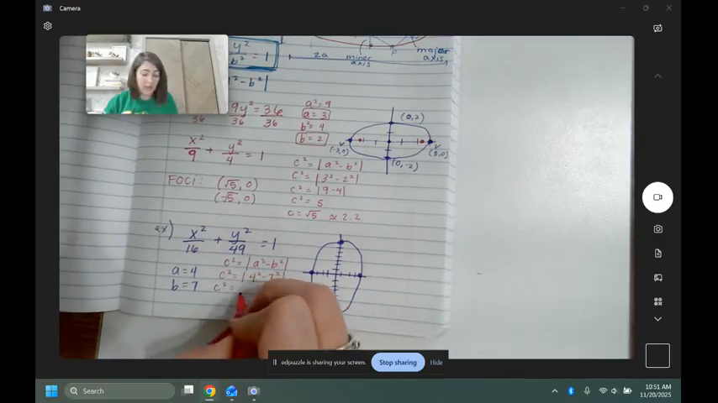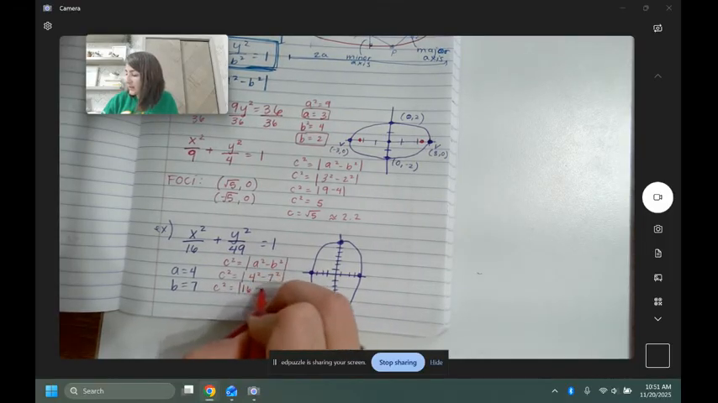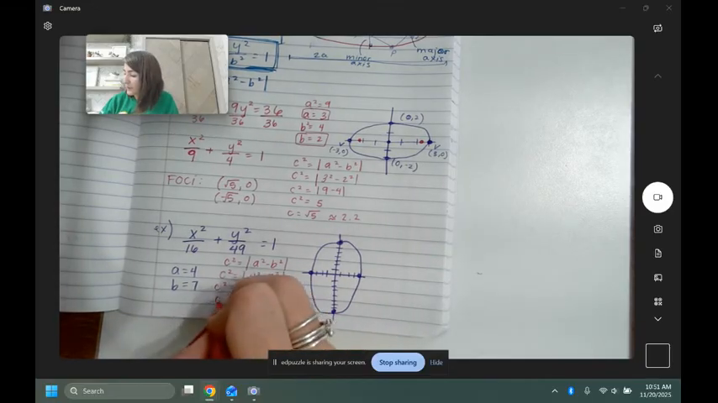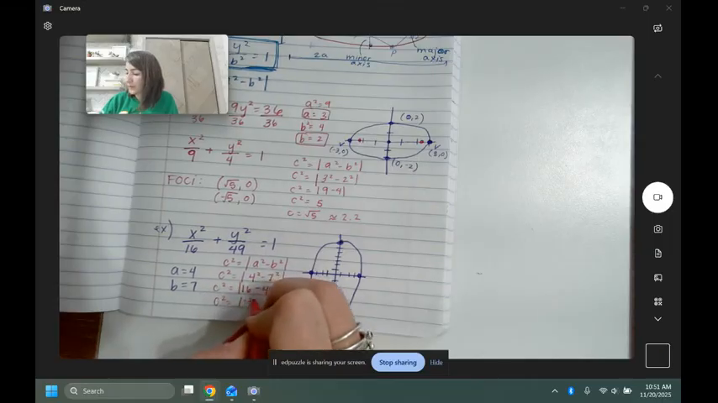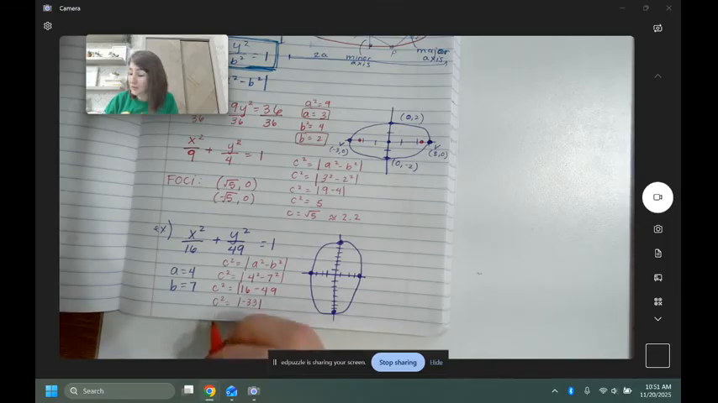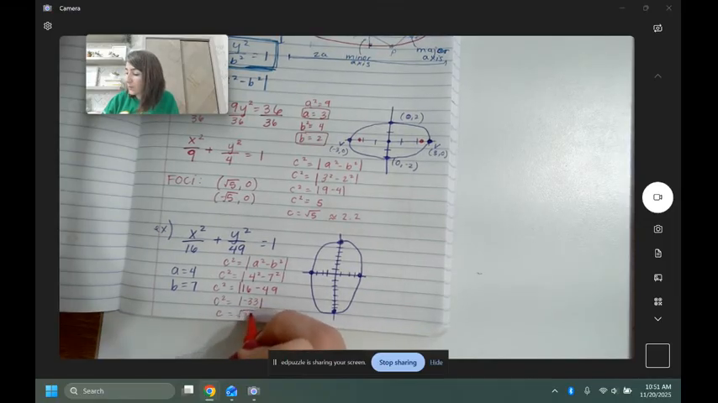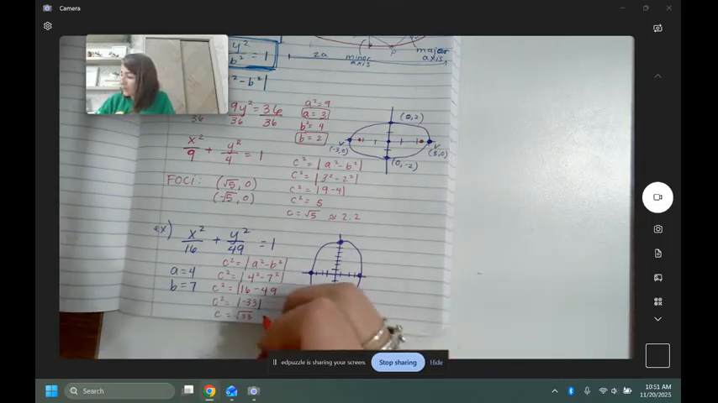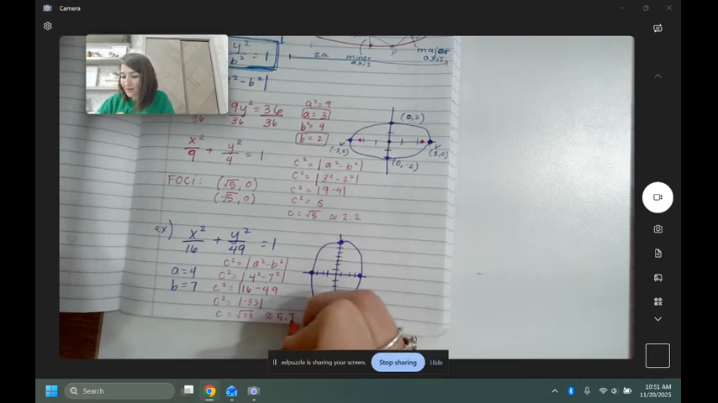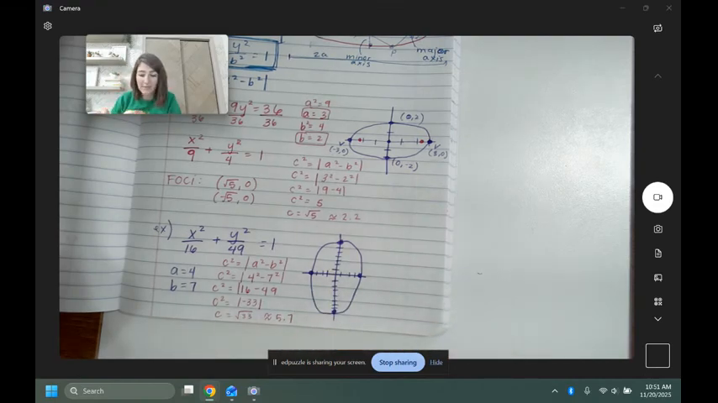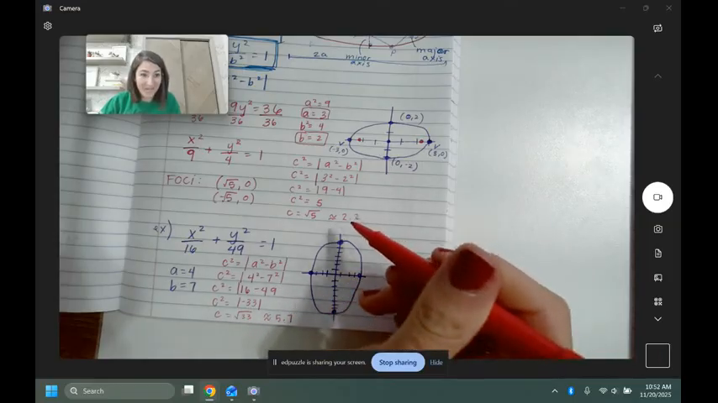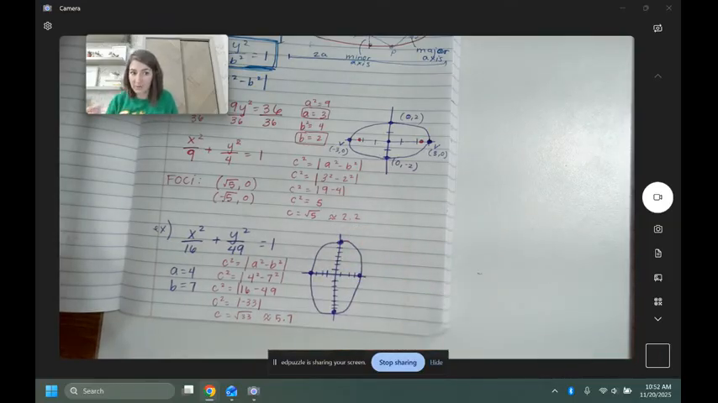So C squared is then 16 minus 49, which is negative 33, which, with absolute value, is positive 33. So C is the square root of 33. The square root of 33 is approximately 5.7. A good tell for you to decide if I've done my math correctly so far is that the focus has to be trapped inside this ellipse. If you ever get a number bigger than 7, something is wrong with the math there.